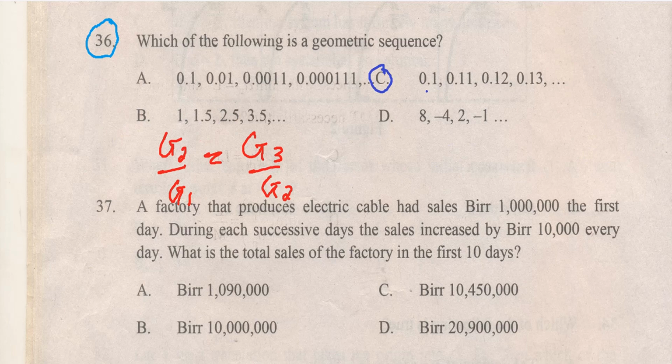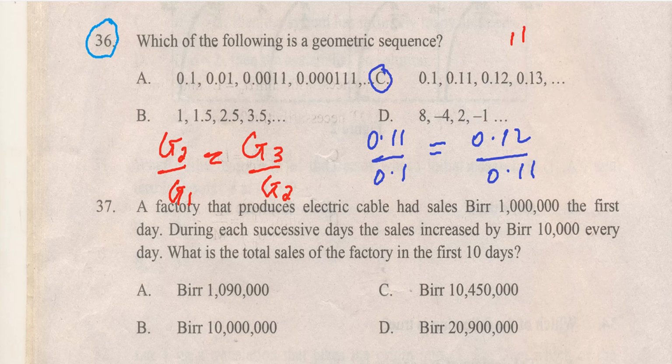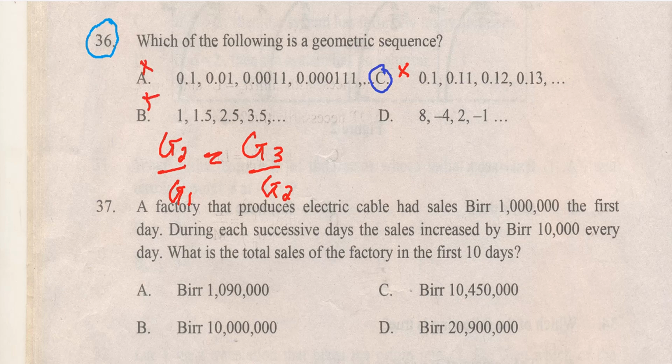Choice C, the first term is 0.1, the second term is 0.11, so 0.11 divided by the first term 0.1 must be equal to 0.12 divided by 0.11. And this is also not a geometric sequence. So our answer is D. C is not an answer, A is not an answer, B is not an answer. As a student, you can go straight to D, because if the other three are not answers, D must be the answer. You should do this to save time.